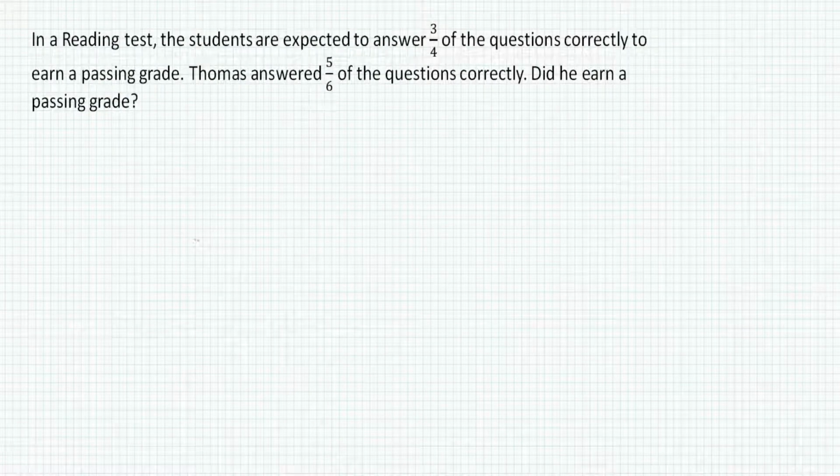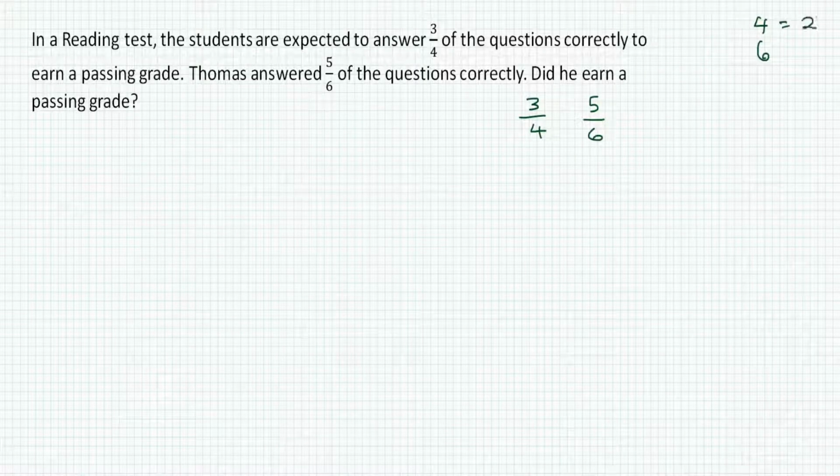In a reading test, the students are expected to answer 3/4 of the questions correctly to earn a passing grade. Thomas answered 5/6 of the questions correctly. Did he earn a passing grade? So we have 3/4 and 5/6. The first thing we're going to do here is to find out what the least common multiple of 4 and 6 is going to be.